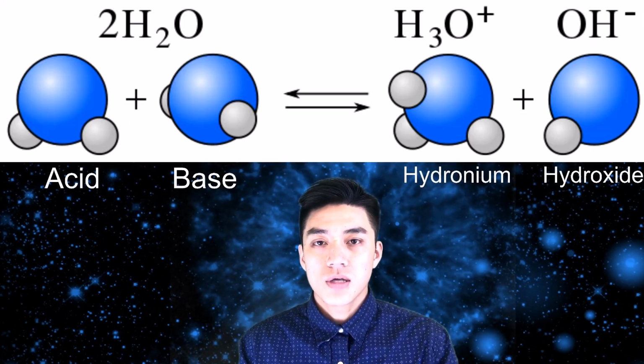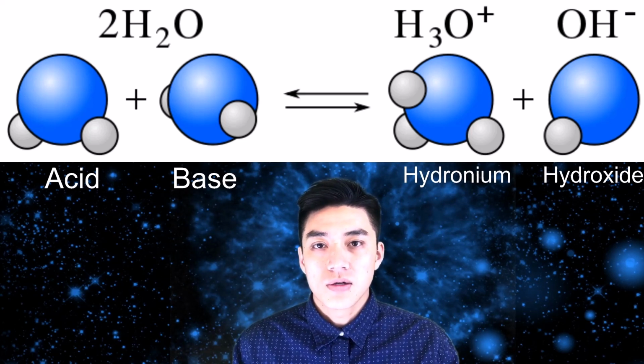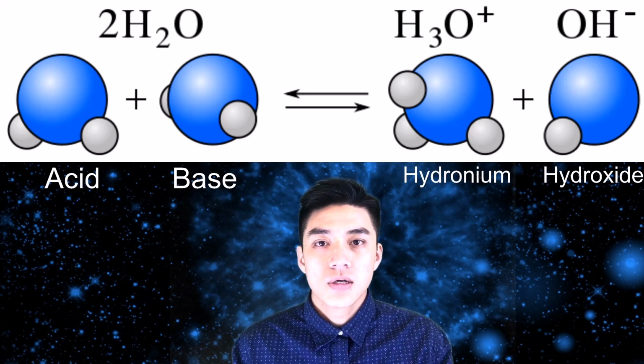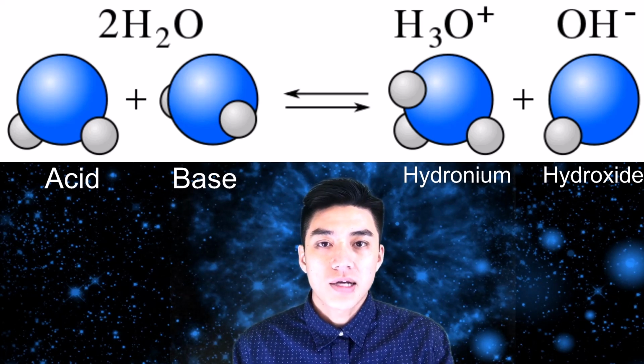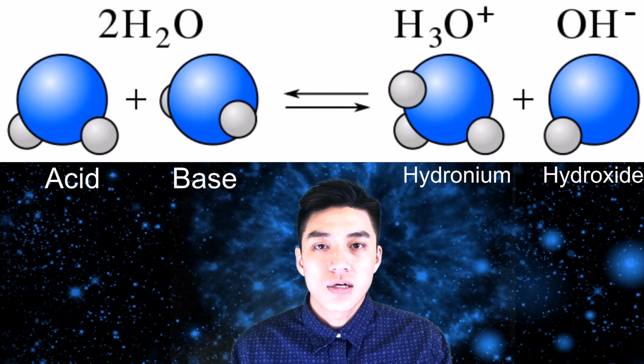The water molecule on the left is acting as an acid. It's giving up one of its protons, or a hydrogen ion, to its neighbor. The water molecule on the right is acting as a base. It's taking on a proton, or receiving a hydrogen ion.